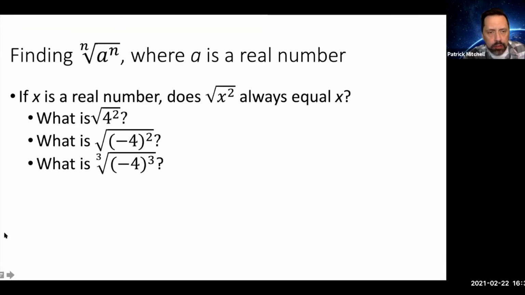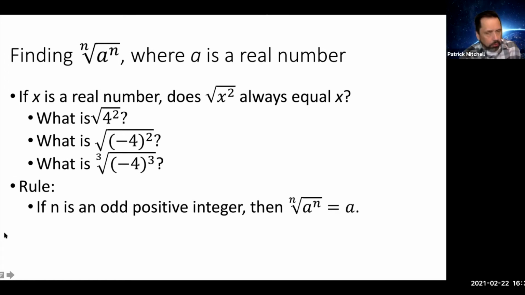Okay, so here are the questions that we thought about. All right, so here's the rule. If your index is odd, if n is an odd positive integer, then the nth root of a to the n is just a. So you can think of the nth root and the nth power as just kind of canceling each other out. You can think of it that way.